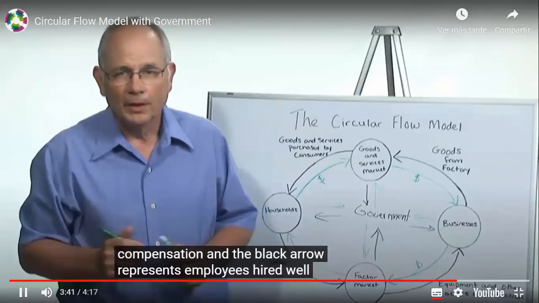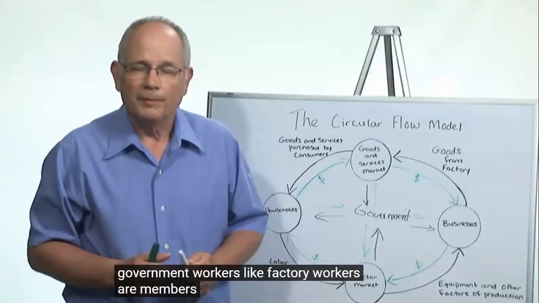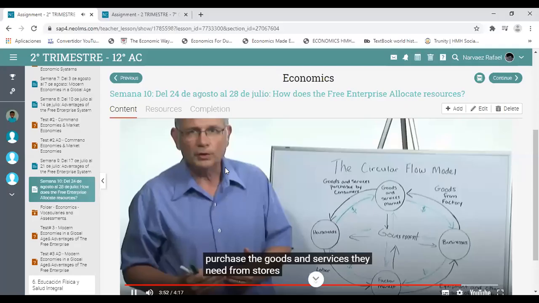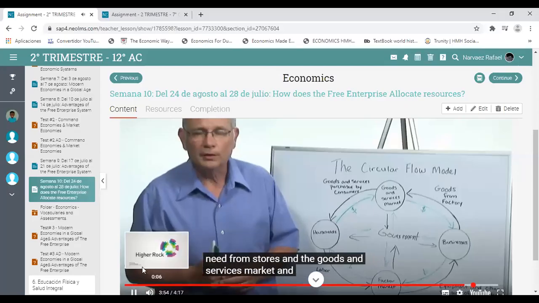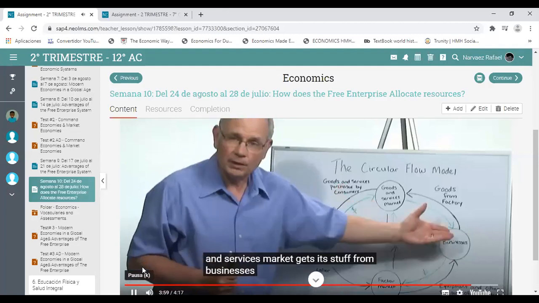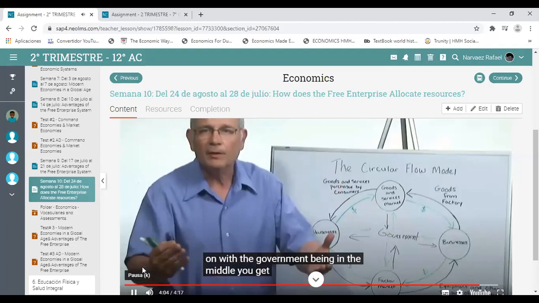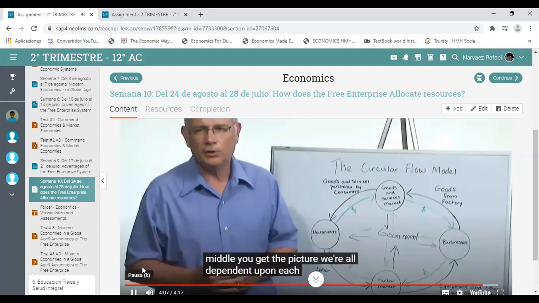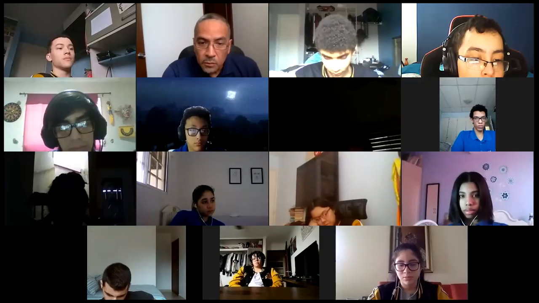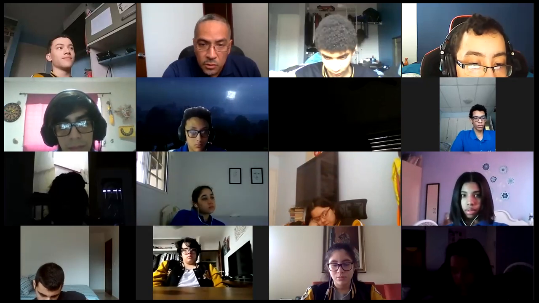Well, government workers, like factory workers, are members of households. They too purchase the goods and services they need from stores in the goods and services market. And of course, the goods and services market gets its stuff from businesses. This cycle goes on and on and on, with the government being in the middle. Do you get the picture? We're all dependent upon each other. To learn more about this lesson and Muy bien, very well. With this video, we conclude this chapter of free enterprise allocation of resources.